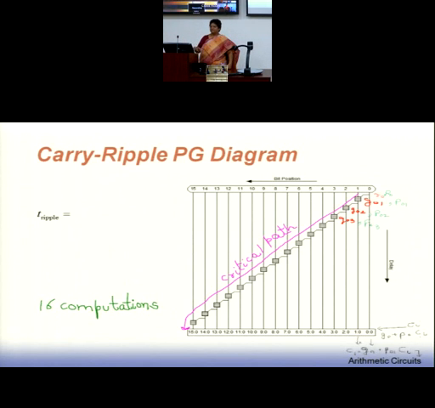This is known as a PG tree, propagate and generate tree diagram. And we always want to reduce the depth of this tree, because reducing the depth means reducing the overall delay. Here I need 16 steps to compute all 16 operations, 16 bits. This is representative of an RCA operation. For 16 bits, I can draw the similar for a 32-bit.